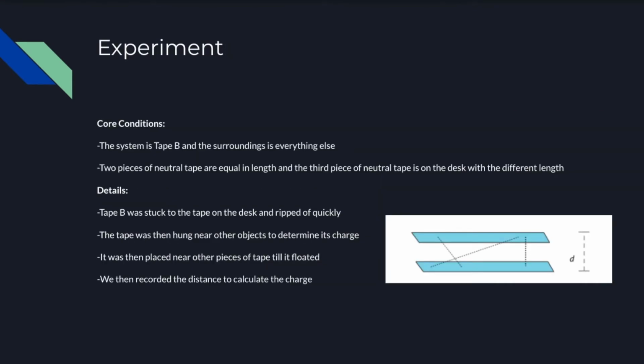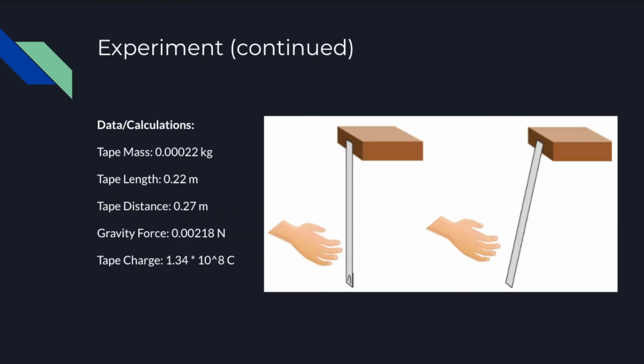So in the experiment, the system is tape B and the surroundings is everything else. We're going to have two pieces of neutral tape that are equal in length, and then a third piece of neutral tape that is taped partly on the desk with a different length. The details of the lab: tape B is going to be stuck to the tape on the desk and ripped off quickly. The tape is then going to be hung near another object to determine its charge, and then we're going to be able to determine the charge based on the distance.